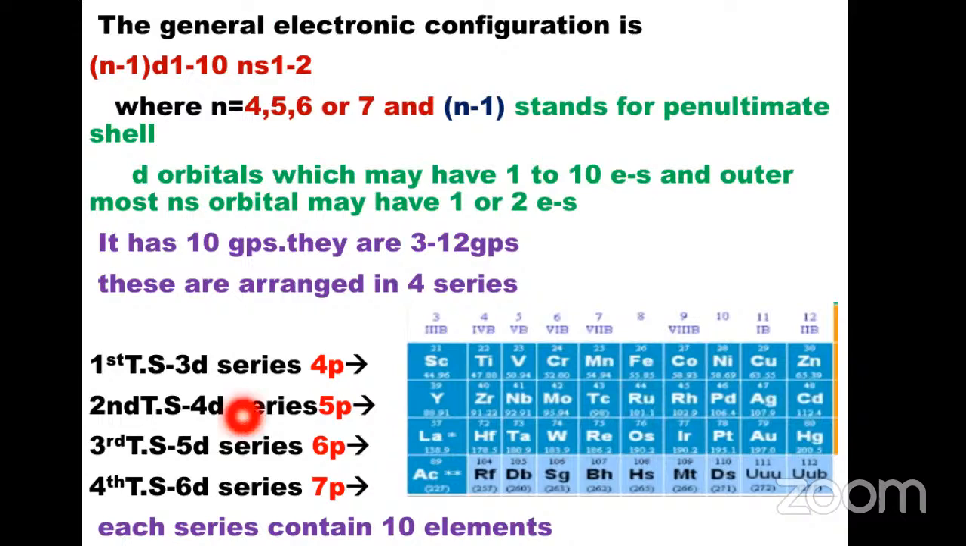And next goes to fourth transition series. It is the 6D series. It is the seventh period. It started from actinium. Its atomic number is 89. It is the incomplete period.